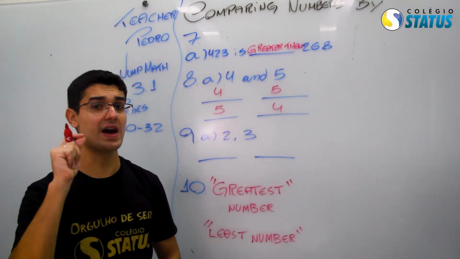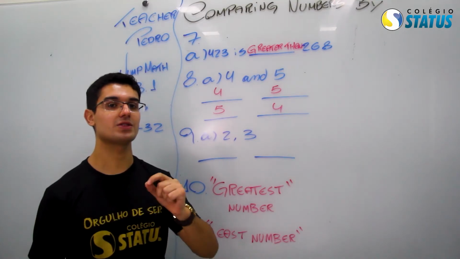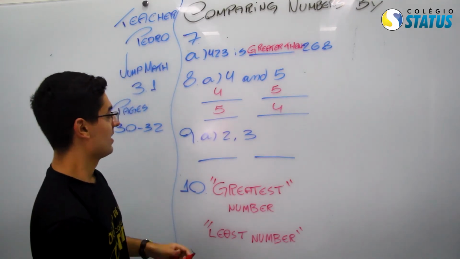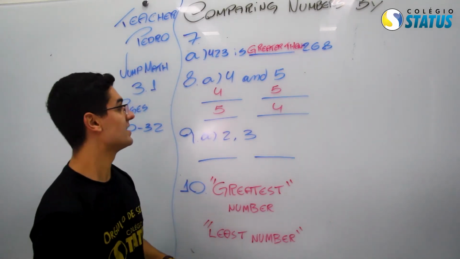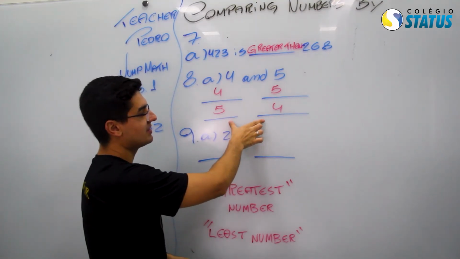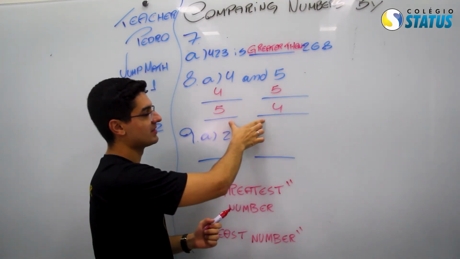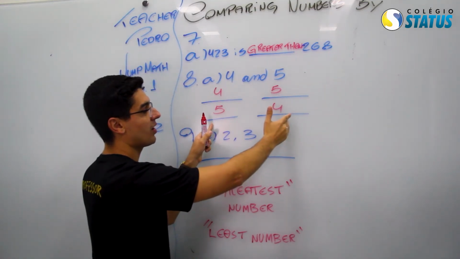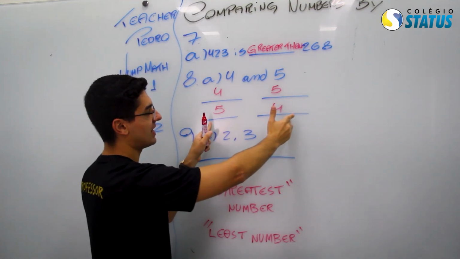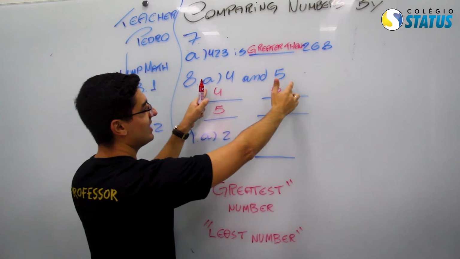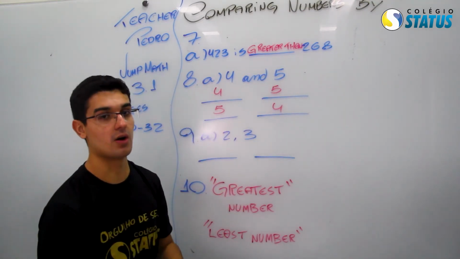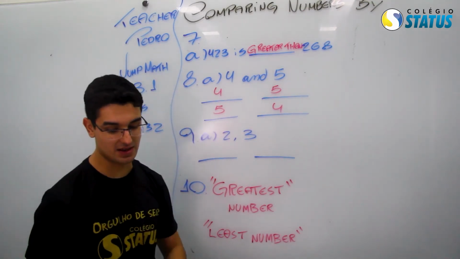And what you have to pay attention here? O que você tem que prestar atenção aqui? Que a gente vai usar no exercício 10. This number is the largest number, the greatest number. Esse número é o maior número, the largest, the greatest. E esse é o menor, the least number, ok? Na próxima frase, number 9.